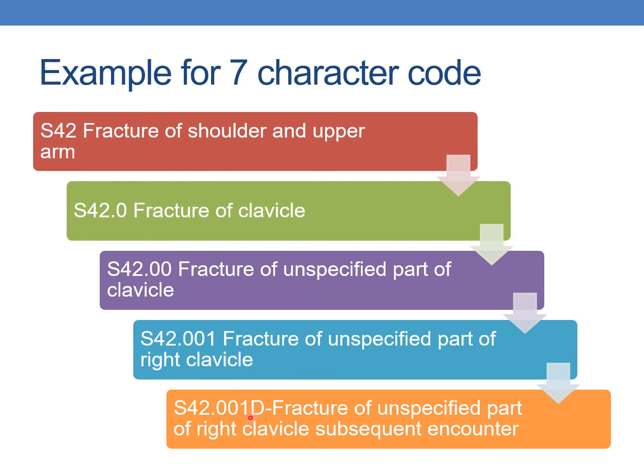Finally, coming to the 7-character code, that is S42.001D. Here, D in the 7th character indicates subsequent encounter. 90% of 7th character codes are applicable for the musculoskeletal system. We will discuss in detail about the 6th and 7th character when we discuss that particular chapter. So S42.001D is the final 7-character code which indicates fracture of unspecified part of right clavicle, subsequent encounter.